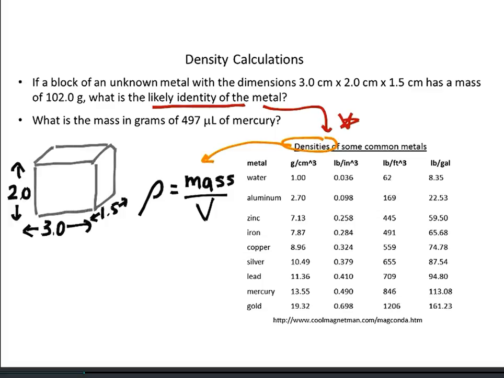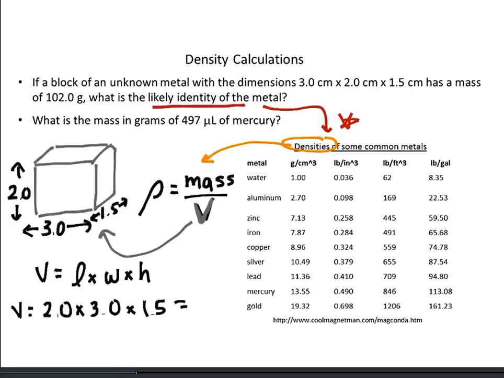Density is mass divided by volume. That weird looking P is a nu. The volume is what we're calculating here. Volume is length times width times height. When you multiply those three things together, then you're going to get 9.